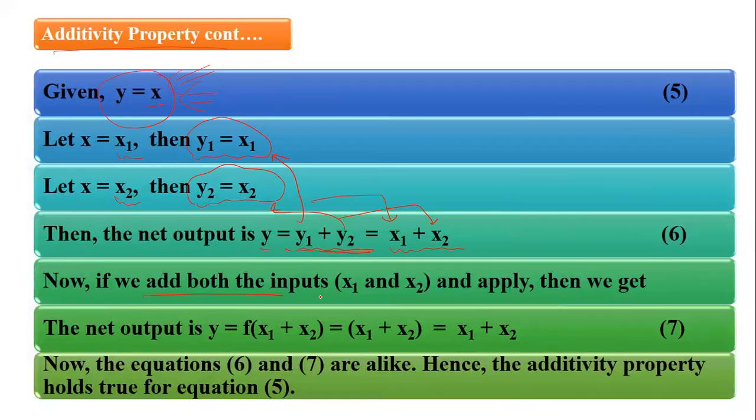So if we add both the inputs, let us say x1 plus x2, then this also gives us y1 plus y2, right? So both equations, that is equation number 6 and equation number 7, are the same, both are alike. So this is what the additivity property is, right?